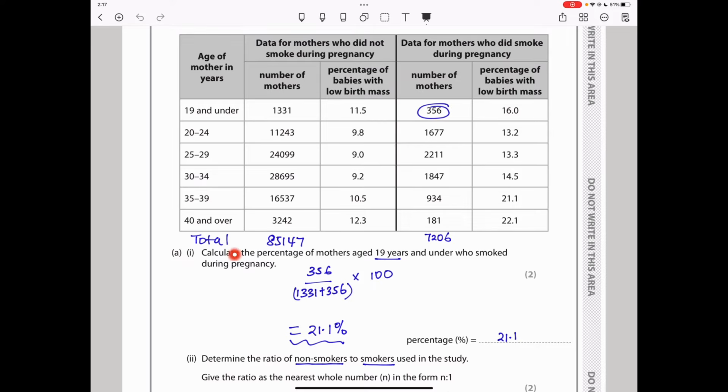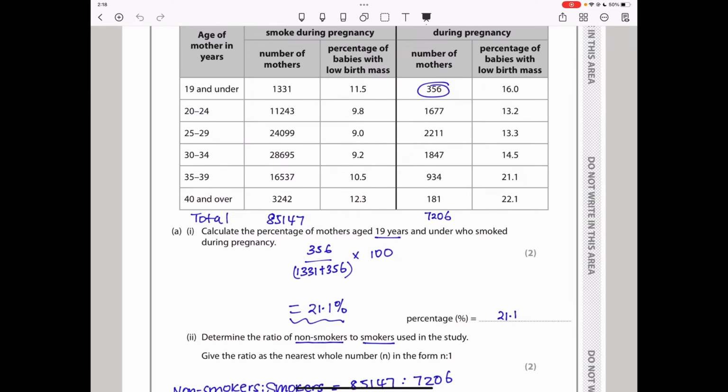They say, calculate the percentage of mothers aged 19 years and under who smoked during pregnancy. So we have to go to mothers who did smoke during pregnancy and look at 19 years and under. We can see there were 356 mothers who smoked during pregnancy within the 19 years and under bracket. So if we want to find the percentage of those who smoked, it has to be the number of mothers who smoked divided by the total. The total is that plus that, which you can see here, and everything times 100. When you insert this into your calculator, you get 21.1%, which is the answer we get here.